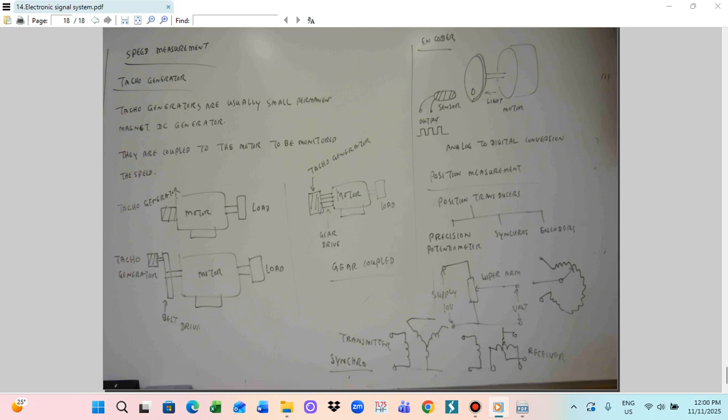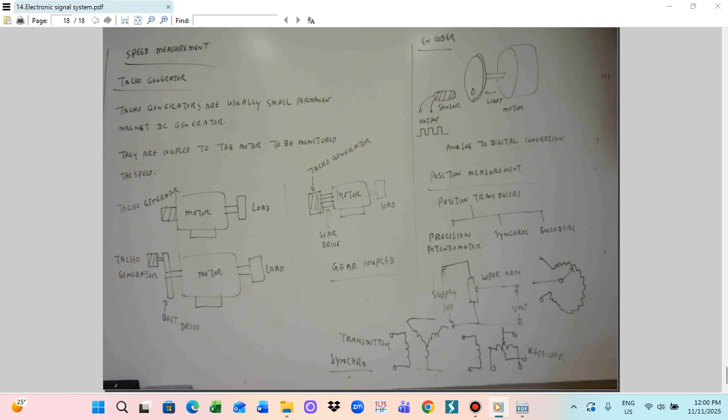In this case, we use the precision potentiometer for this system. This is for the supply. The supply is 10 volts, and here we use a wiper arm. This is for the output voltage. So this is the precision potentiometer. In this case, we can move the wiper arm like this, and by traveling, we can also change the output.